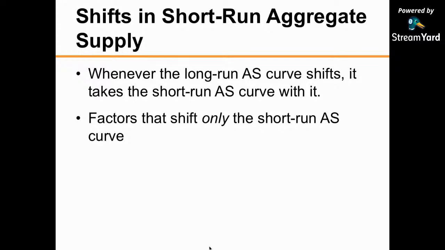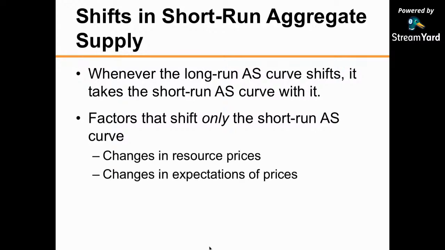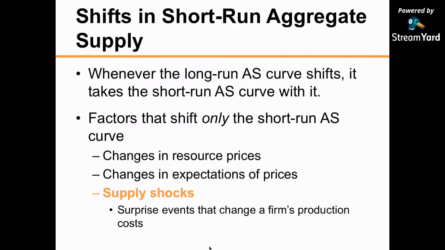So things that shift the short-run aggregate supply curve: whenever the long-run aggregate supply curve shifts, it's going to take the short-run curve with it. So we need to look at things that are only going to shift that particular curve. This is going to be things like changes in resource prices, changes in expectations, and supply shocks, which we're going to cover at the end here in just a second.